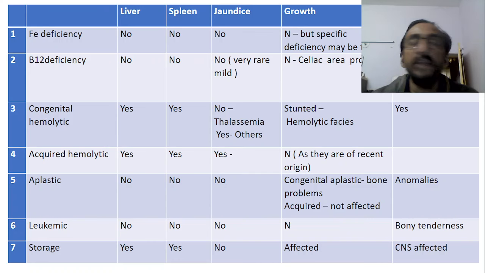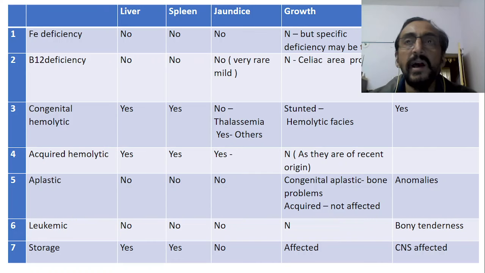Coming to the second part, that is hemolytic anemia, where there is excessive destruction of the RBCs. In case of hemolytic anemia, we will again classify these into two types: congenital hemolytic anemias and acquired hemolytic anemias. The congenital hemolytic anemias include the most common thalassemia, spherocytic anemia, sideroblastic anemias, and also sickle cell anemias. These are some of the very important congenital hemolytic causes.